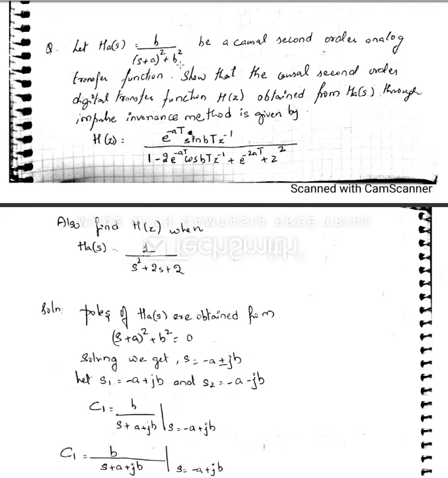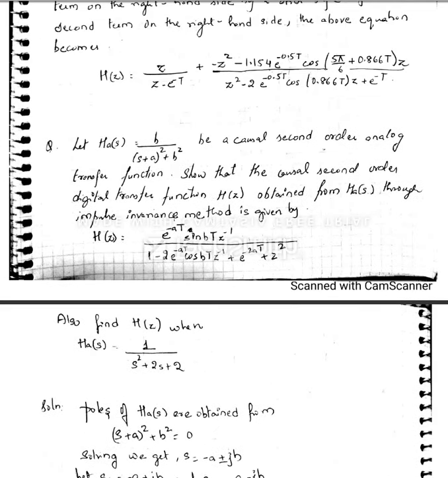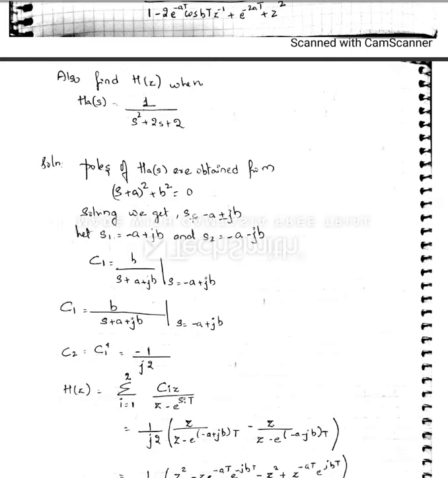Okay, now you have to prove the digital transfer function of this is given by this, and also you have to find the digital transfer function of this particular H_A(s), that is the analog transfer function given. Now if you take this equation, we are going to find the poles out of it. Considering the denominator and equating that with 0, we get the value of s as minus a plus or minus jb, that is, minus a plus jb and minus a minus jb.